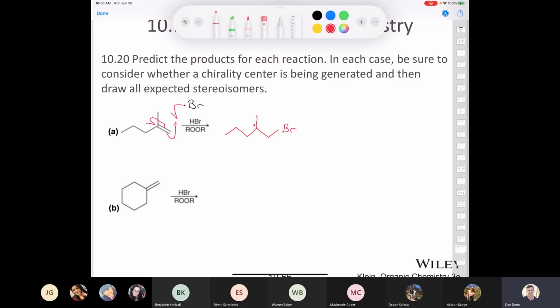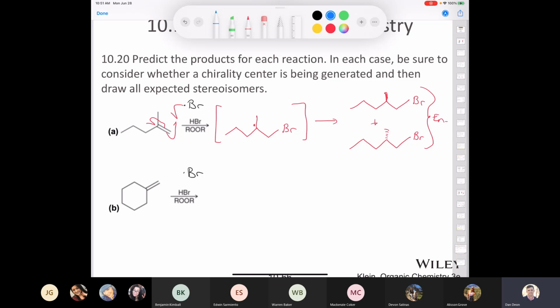And so now, when you do the hydrogen abstraction in the next step, it can occur from either face of the molecule. And so you can end up with this compound where you have the methyl group going up, or you could end up with the enantiomer where you have the methyl group going down. So we end up with a mixture of enantiomers in this case. So these are enantiomers.